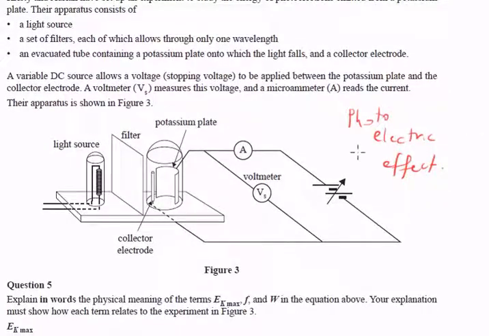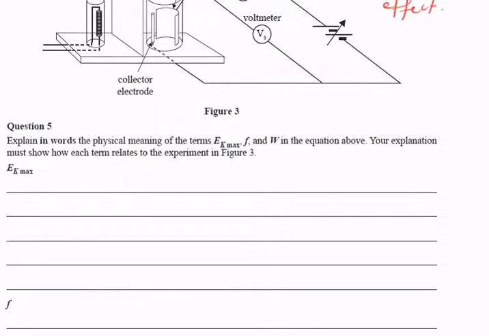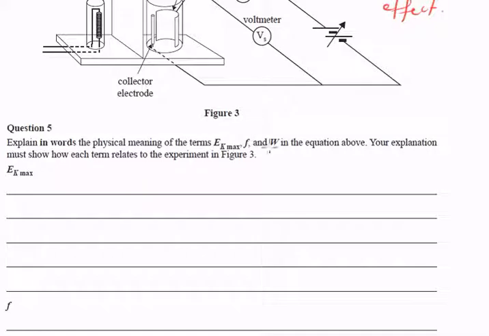Alright, so there's a light source, makes light, filters so they can change the colours just like we did in class, and the tube here, which has the potassium plate, the light hits that, the electrons escape, try and make a circuit, but what we can do is we can put an opposing voltage to stop them from making that circuit, and we can measure that voltage. So explain in words what each of these things mean. E, K, max, F and W in the equation above. Your explanation must show how each term relates to the experiment in figure 3.